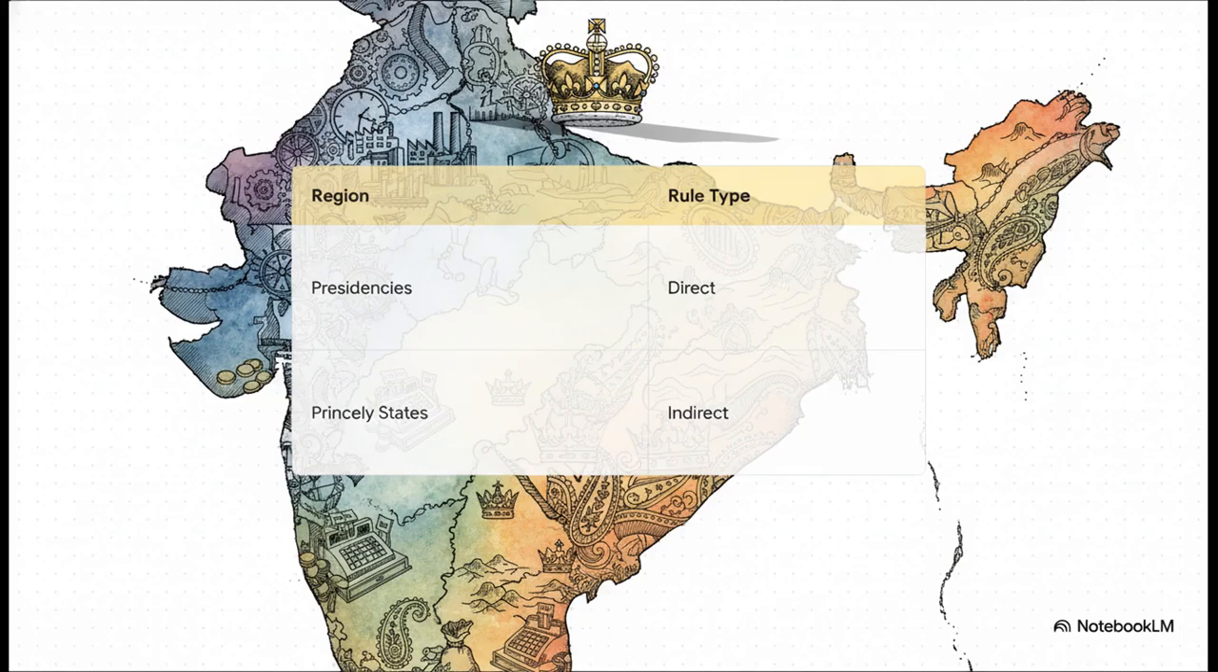In the major, highly profitable economic hubs, like the presidencies of Bengal, Bombay, and Madras, they used direct rule to keep an incredibly tight grip. But out across the vast interior, across 562 distinct princely states, they used indirect rule. It was a very calculated, hybrid approach. The goal was simply to maximize extraction, while keeping the massive, sprawling costs of running a subcontinent somewhat under control.